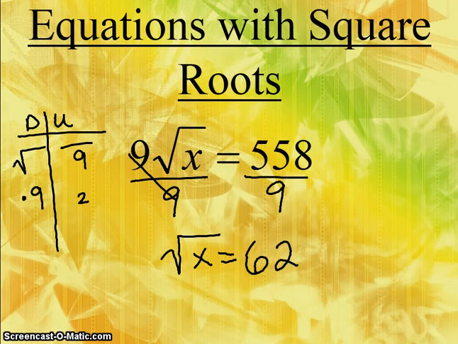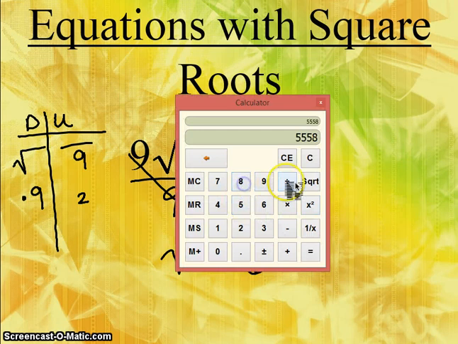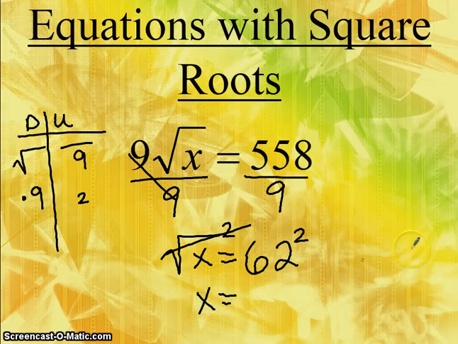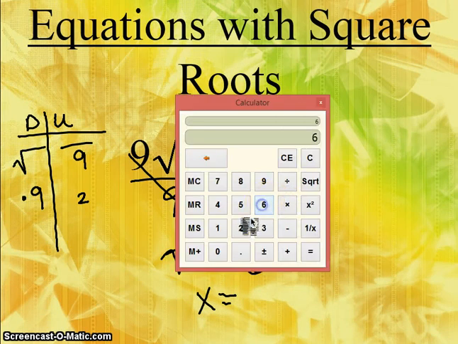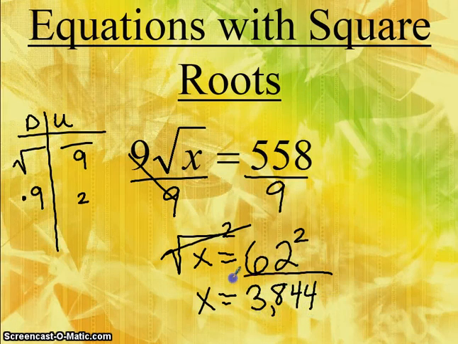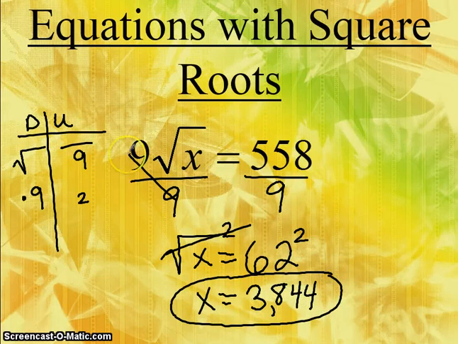I'm just going to double check my mental math. 558 divided by 9. 62. Okay. Now we're going to square each side. The square and the square root will eliminate since they're inverse operations, and we get x equals 62 squared, which means 62 times 62, which is 3,844. This is the only value of the variable that will make this equation true.